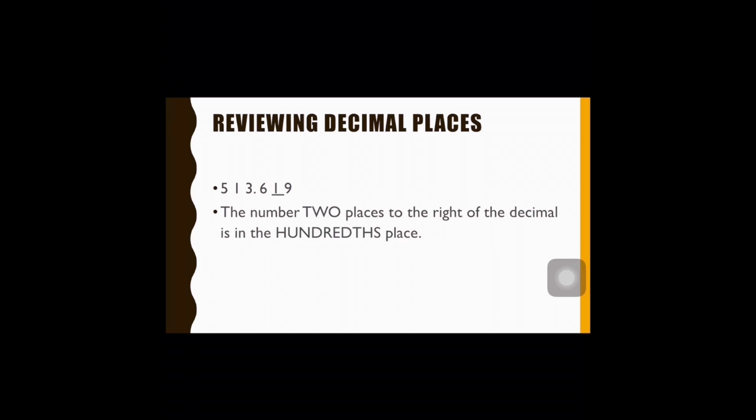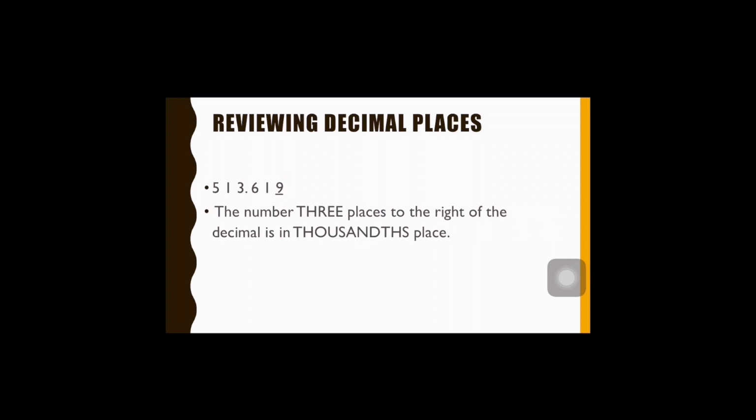Let's move on. The number 2 places to the right of the decimal is in the hundredths place, for your notes. Again, with the THS. So let's count 2 places to the right of the decimal. Ready? 1, 2. Now let's circle that number. So that number is 1, and that is in the hundredths place. Don't forget to put 2 in that blank right there.